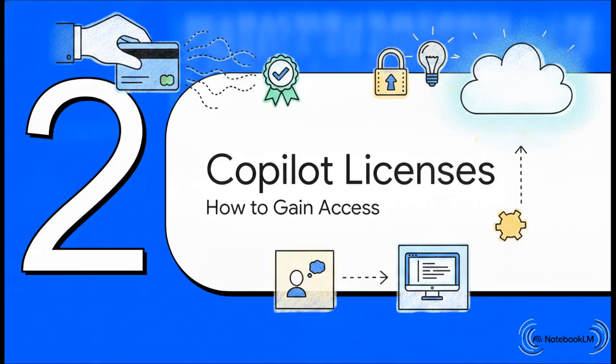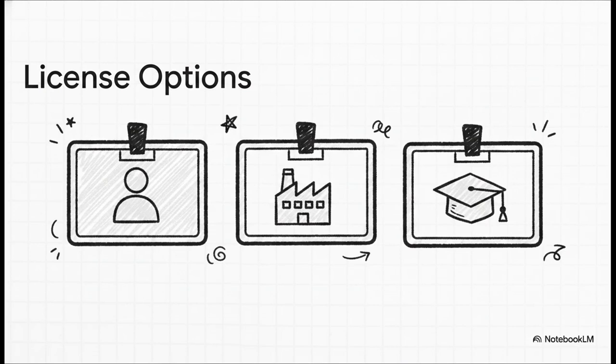Moving right along to Section 2. Copilot licenses. Before we get it running on your machine, let's talk about how you actually get your hands on it. To use this incredible tool, you really just need a GitHub account and to pick the right tier for you. There are a few great options here.